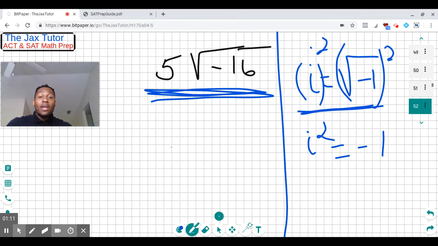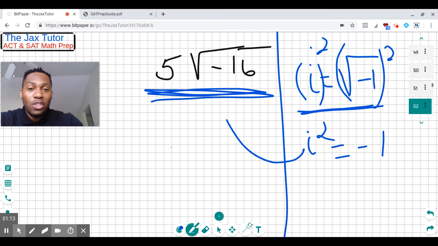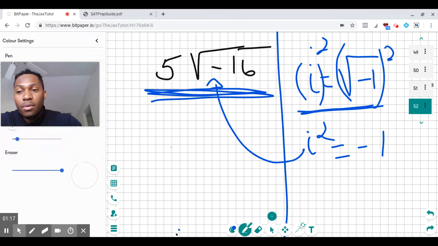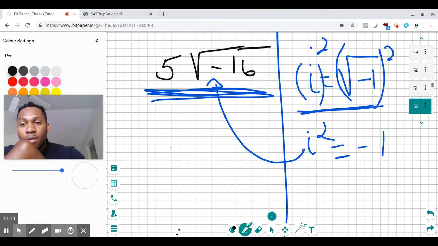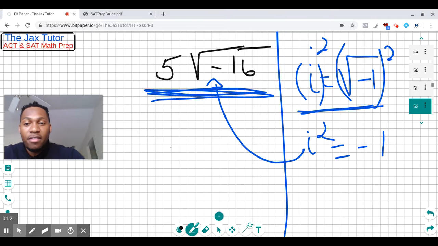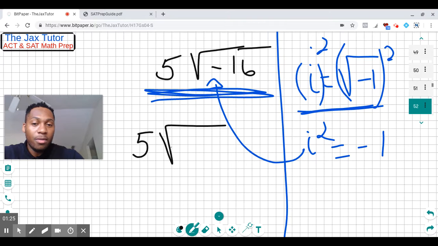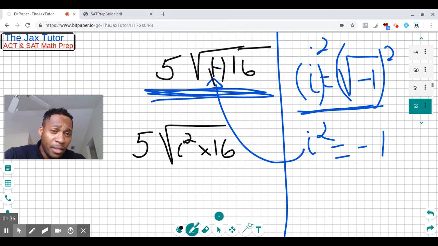So what we're going to do here is replace that -1 inside the square root with i squared. So what we're going to end up with is 5 square root of -1 here. I'll replace it by i squared, times the 16 that I still have. Okay. So now how do we solve for this?